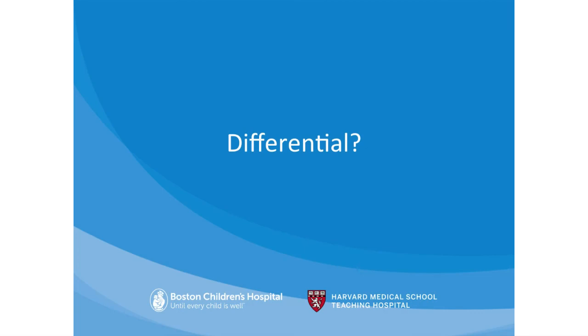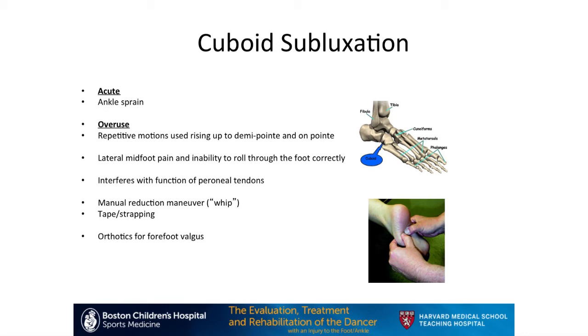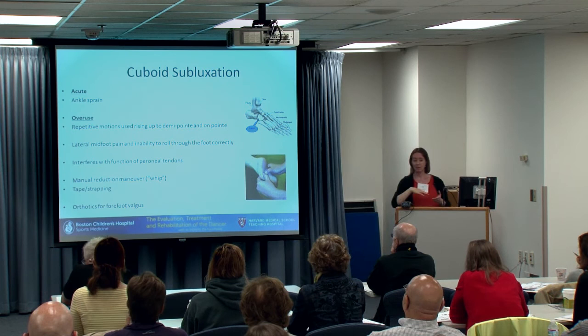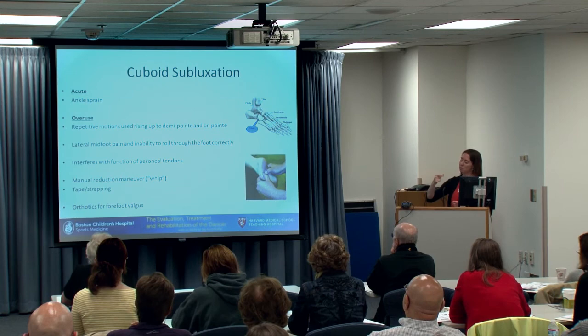Yeah, cuboid subluxation. This is something I'd never heard of until I started reading more dance literature and seeing more dancers. And so cuboid subluxations can happen acutely from an ankle sprain. You can have some ligamentous instability, as well as some peroneal dysfunction, and then overuse due to repetitive motions such as rising up into demi-point, en pointe. And the dancer will come in with this lateral midfoot pain right around the cuboid, and often they'll give you that history of, I can't quite get through the midfoot, and often it will interfere with the peroneal tendon, so sometimes it can almost look like it's a peroneal tendon issue.